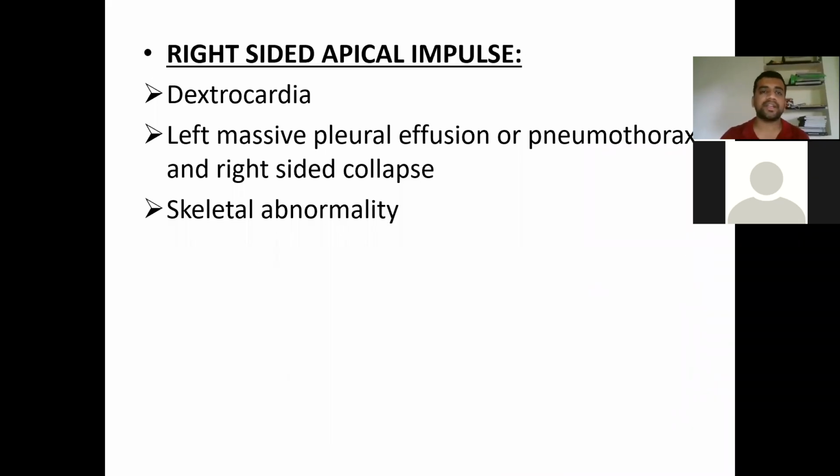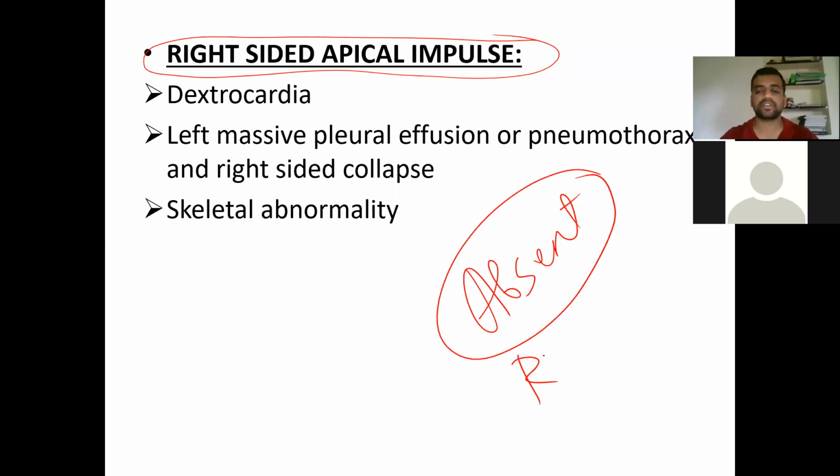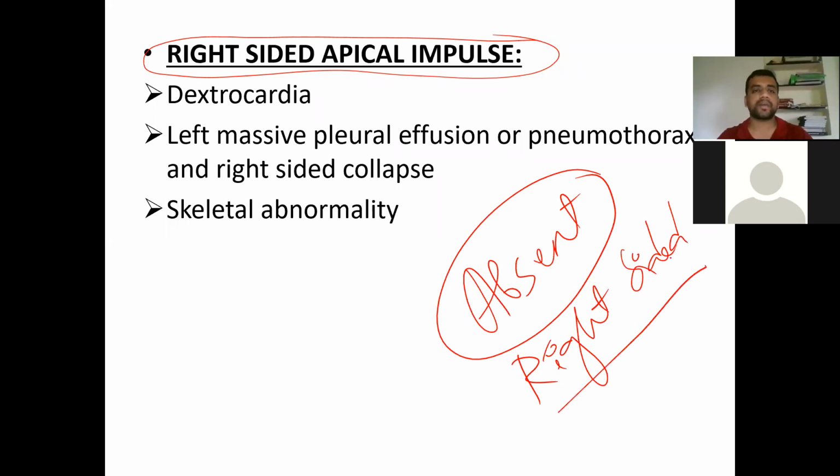Then right-sided apical impulse. Before you comment on this, you better not tell so many causes of absent apical impulse. One of the first answers they put is right-sided heart or dextrocardia. So better, right-sided heart or dextrocardia, don't give it as your first-line option. Right-sided apical impulse is in dextrocardia, or there is a massive pleural effusion which is pushing like this, or it is pulling like that. So this one, you give it as the last option.